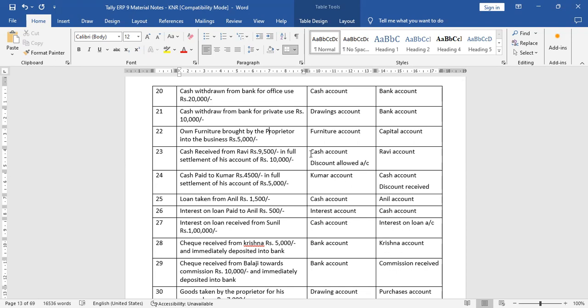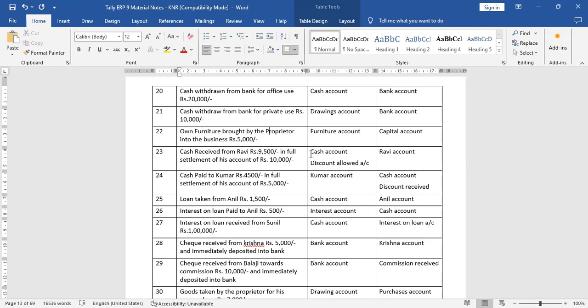Next, the difference amount of 500 you consider as a discount. You are allowing the discount, your company is allowing it, so it is a loss, it is an expense. Entry: cash account debit, discount account debit, to Ravi account. That amount, who will give? Ravi only. Giver, which side? Credit side. So the entry is cash account debit, discount allowed account debit, to Ravi account.